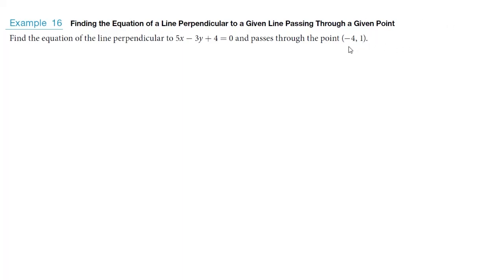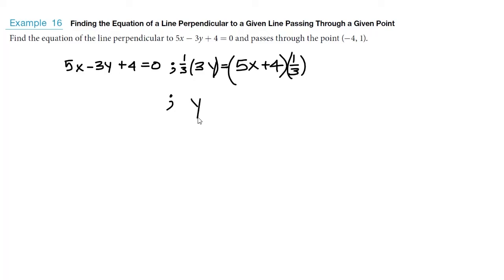Example 16. Find the equation of the line perpendicular to 5x minus 3y plus 4 equals 0 and passes through the point -4, 1. So I'm going to take the equation 5x minus 3y plus 4 equals 0 and solve that for y. So I'm going to add 3y to both sides. So I'm going to flip it. So I have 3y equals 5x plus 4. I did two steps in one. I added 3y to both sides and then I flipped it around. Then I'm going to multiply both sides by 1/3, and that is going to give me y equals 5/3 x plus 4/3.